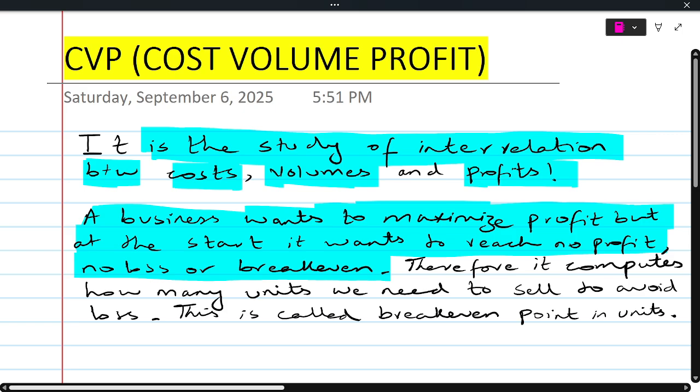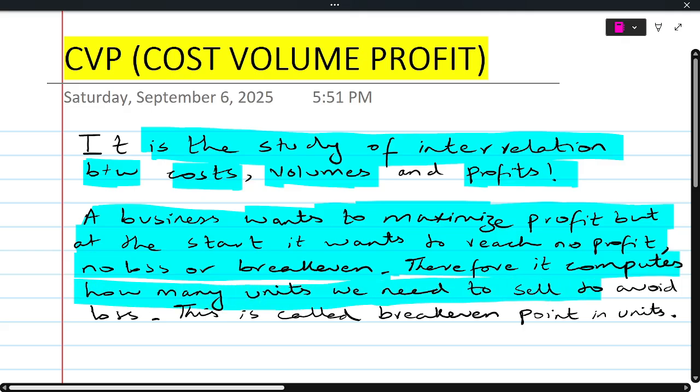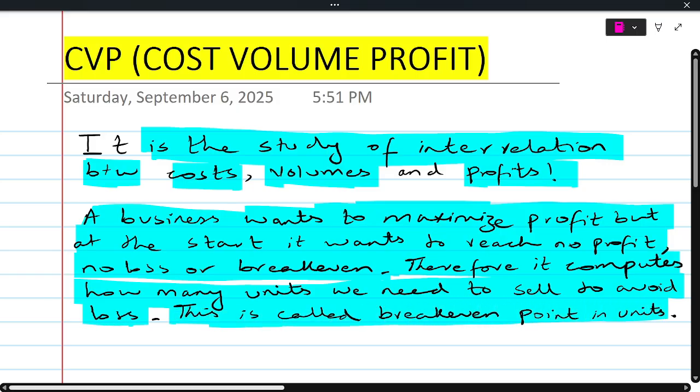Their first objective is to reach a break even point, and break even is the point where there is neither a profit nor a loss. That's called a break even point, right? Therefore, it computes how many units the company needs to sell in order to avoid any loss, and this is called the break even point in units.